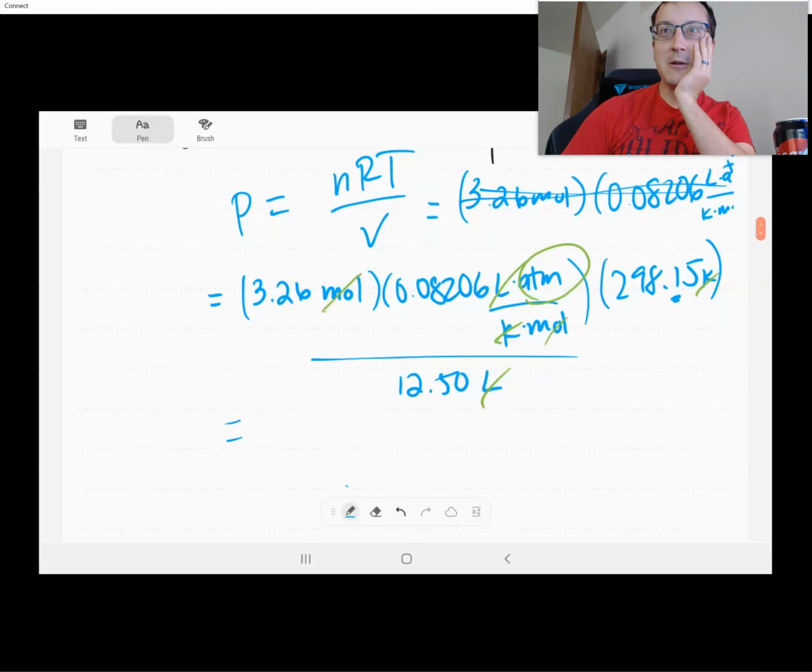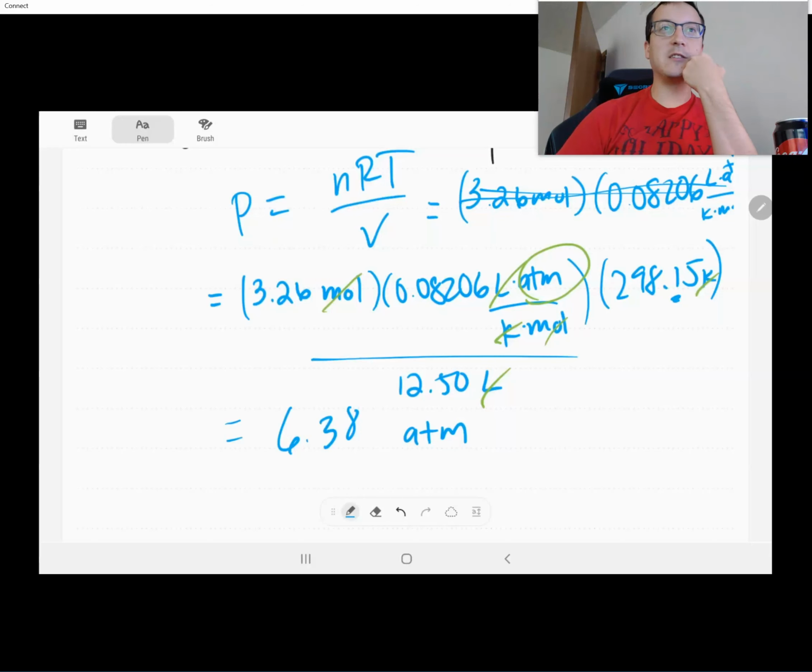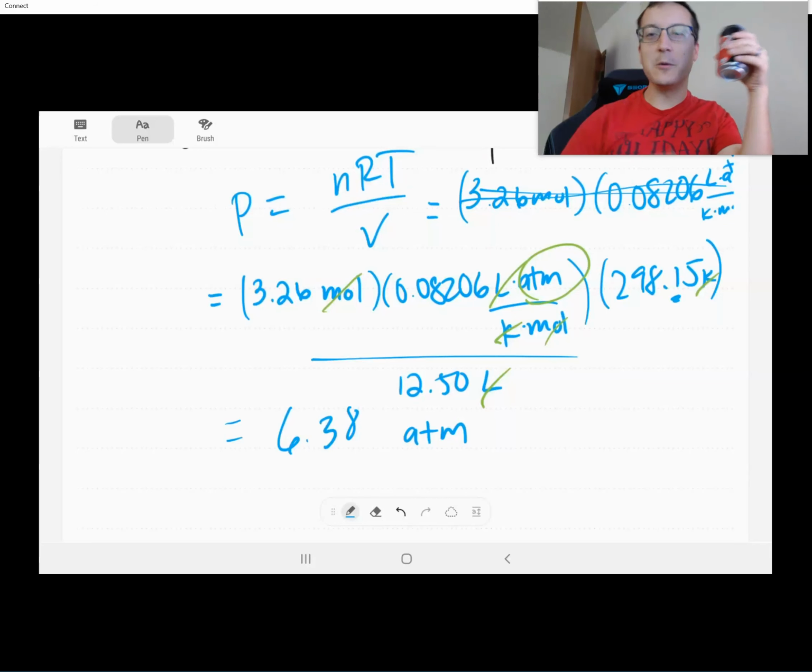Okay, yeah, I would agree. It looks like we have 3 sig figs here. So we have 6.38 is our number, and we should have atmospheres as our units. Okay, any questions on this? Easy formula, yes? You just plug in your stuff and away you go. This chapter should not be too difficult for any of you guys, so I hope.